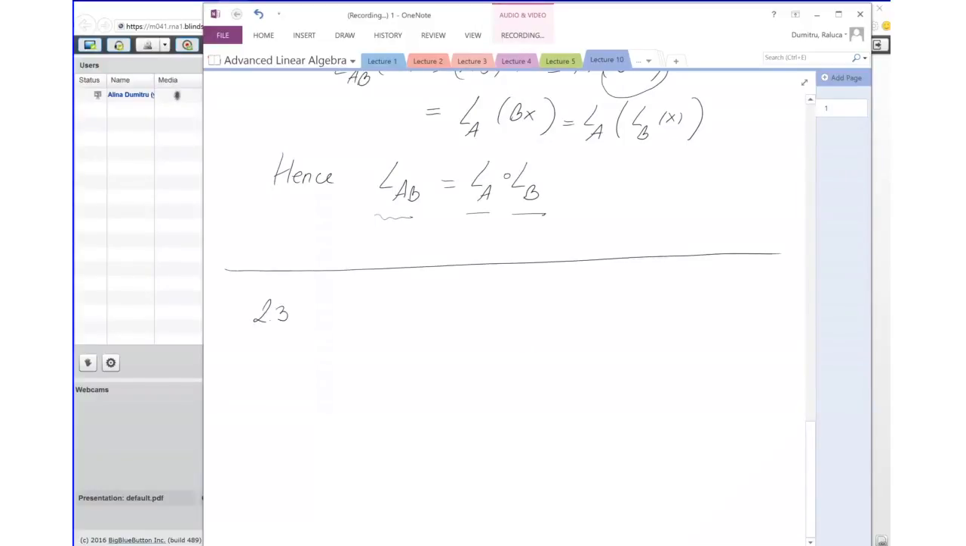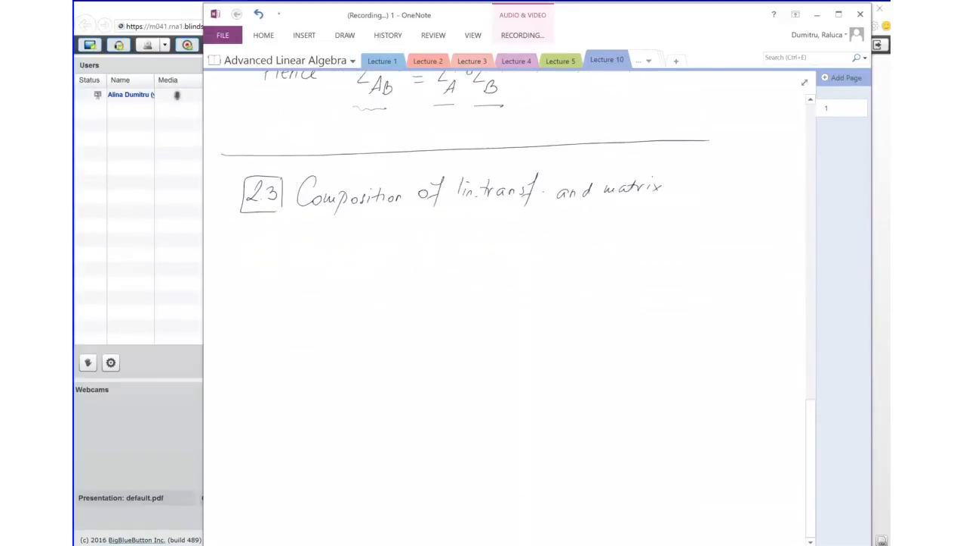Section 2.3. Composition of linear transformations and matrix multiplication.